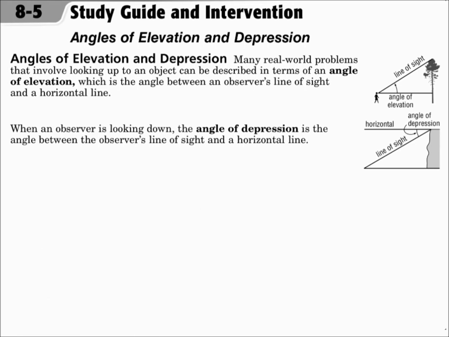Many real-world problems that involve looking up to an object can be described in terms of an angle of elevation, which is the angle between an observer's line of sight and a horizontal line. The angle of elevation starts horizontal and then goes upward. When an observer is looking down, the angle of depression is the angle between the observer's line of sight and a horizontal line. The angle of depression starts when you're looking horizontal and then tipped down.